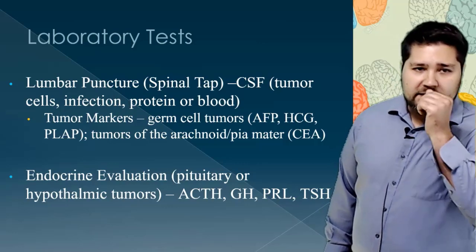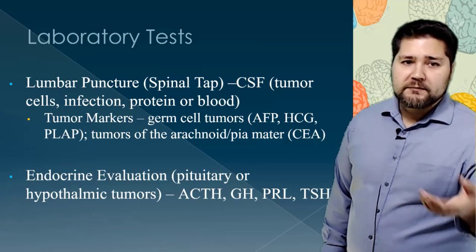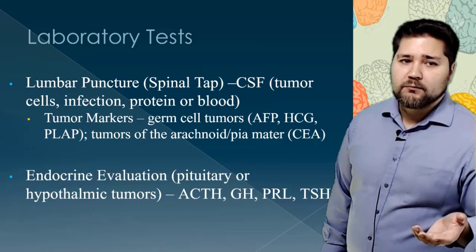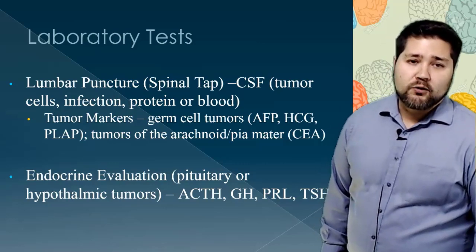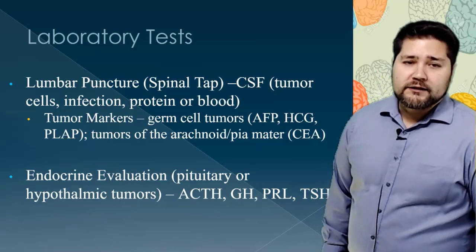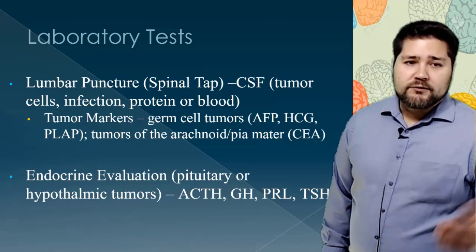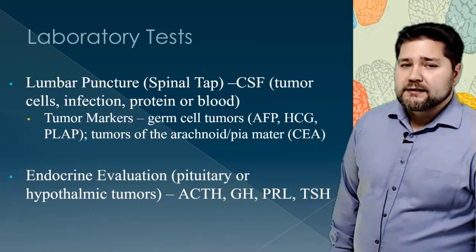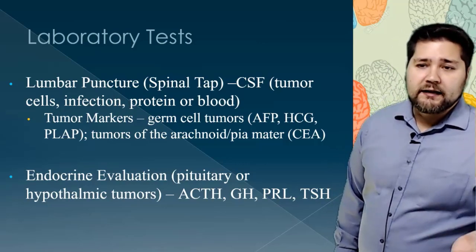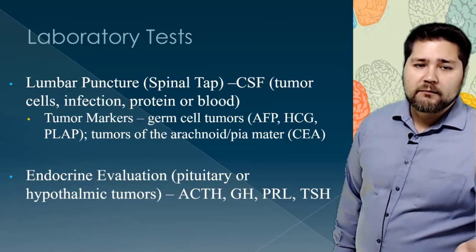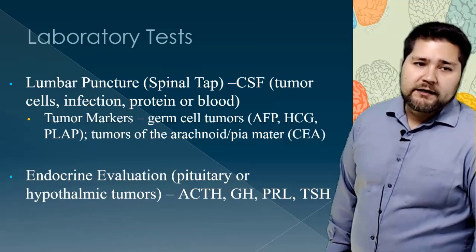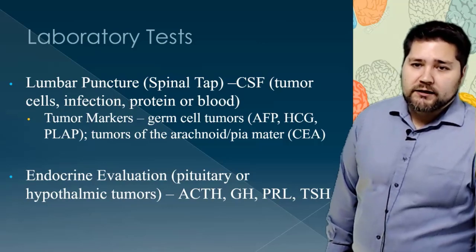Now we mentioned a bunch of other tumors. Germ cell tumors were something possible that you could see in the brain. So you might see things like human chorionic gonadotropin or alpha-fetoprotein. But any tumors in the arachnoid matter can get CEA. Usually you're not going to get lumbar punctures for most brain tumors, but it is another way to help with evaluation.